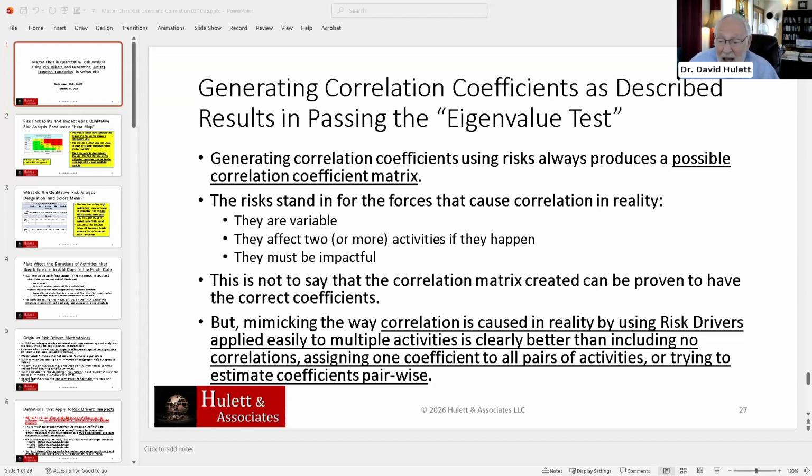Correlation used in reality by using risk drivers, applied easily to multiple activities, is clearly better than introducing no correlations, or assigning one coefficient to all pairs of activities, or trying to estimate correlation coefficients pairwise.